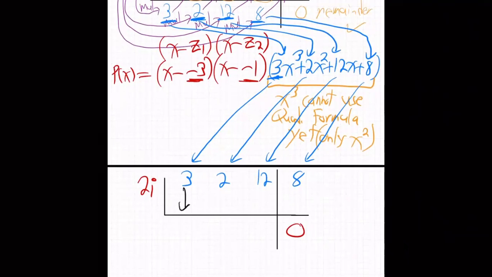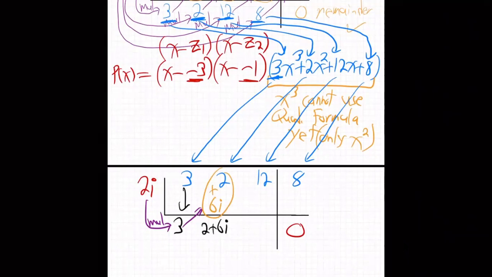What do you do? You bring down the 3. Then you swing it around and multiply. Now what's 3 times 2i? Well, 6i. Let me change the color there. It's 6i. And then you add these up. So that's weird. This is going to be 2 plus 6i.